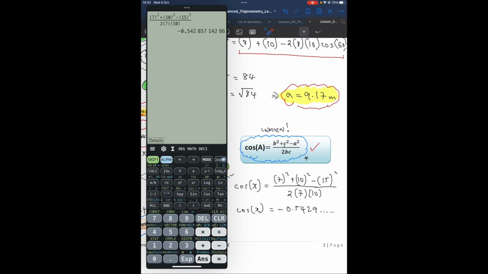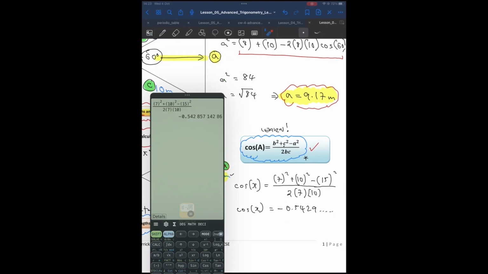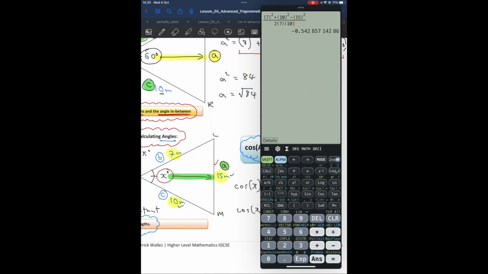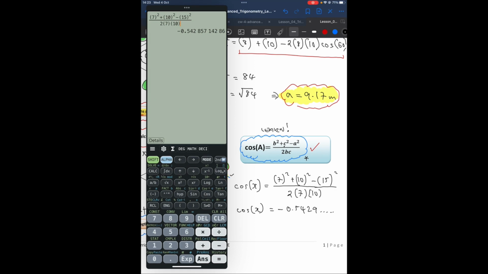Now, it is the correct answer, but what you have to remember is that this value that you've got here is the cos of x. It's not x. It's not the angle. It's the cos of the angle. Now, the opposite of cos is inverse cos. So what we need to do is we then need to take the inverse cos of that value. So the next line of working will be x equals cos to the minus 1.